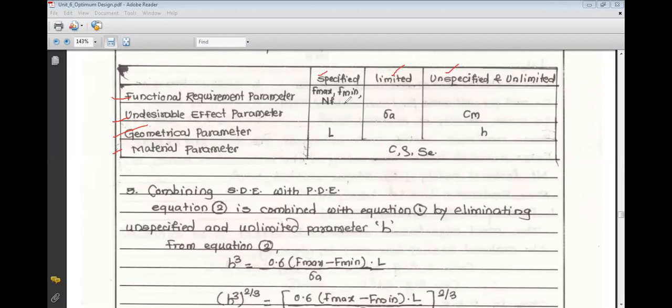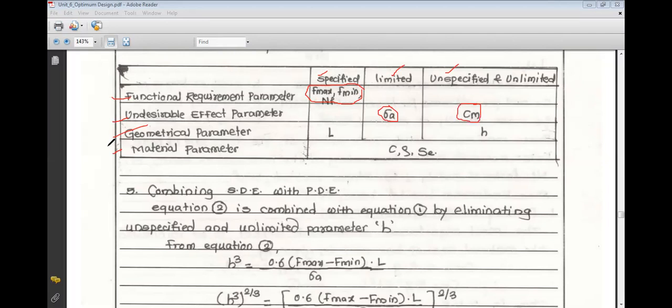So the force is given. This is your functional requirement parameter, that is plus minus 100 Newton. So maximum force, minimum force and factor of safety are functional requirement parameters, and all these are given, so they are specified. Then there are undesirable effect parameters, that is sigma A and cost of material. Now sigma A is the limited parameter, and cost of material is unspecified, unlimited.